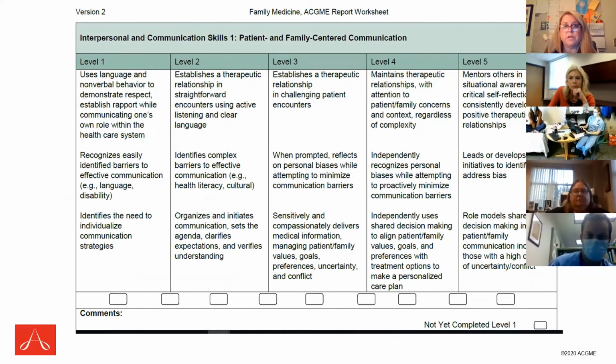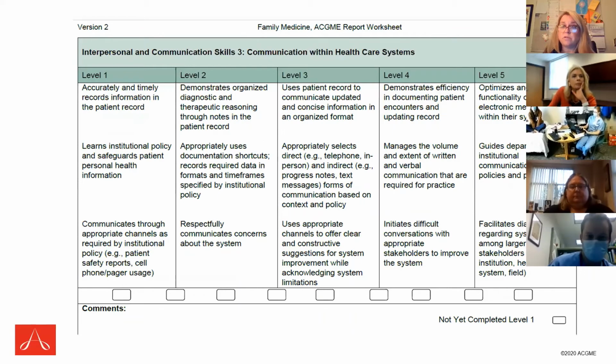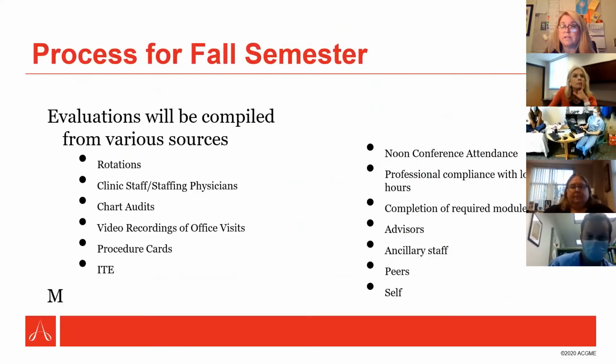And then here's your communication, patient and families. How do you communicate with them? And then how do you communicate with your team? How do you communicate with others in the healthcare system? And that's it.